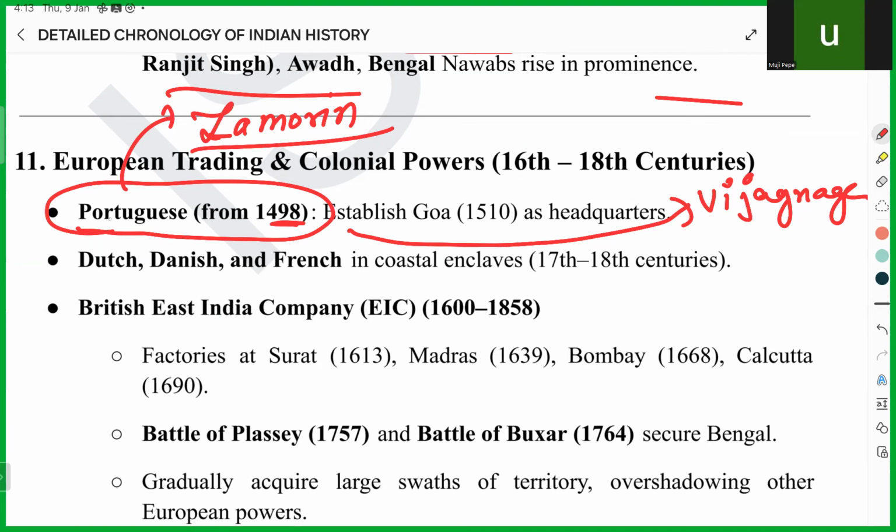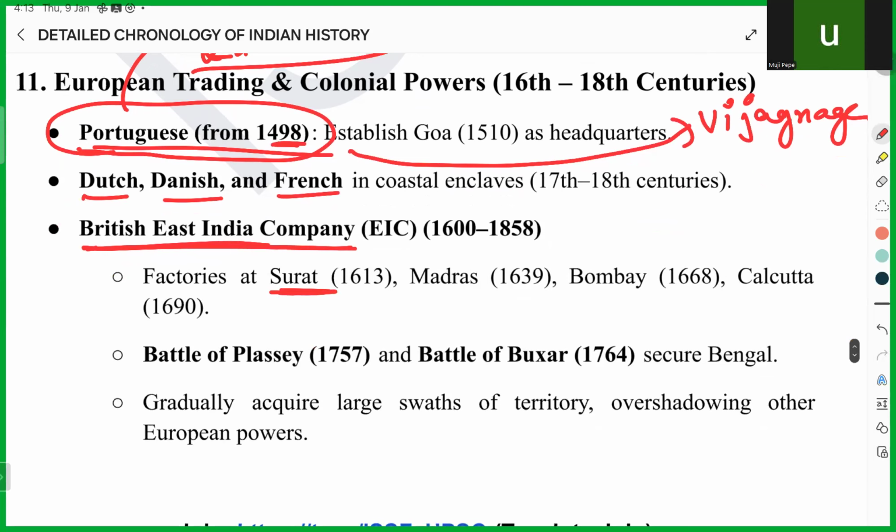And Portuguese were the first to come. They were very brutal. They had come with the purpose of, they said that we are here from the purpose of God. We are here to propagate the name of Christ. And they had the Goan Inquisition. After that, the Dutch came, the Danish came, the French came. And the most prominent of them all was the British East India Company. They had their factories at Surat, Madras, Bombay, Calcutta, and then they fought Battle of Plassey against the Bengal Nawab.